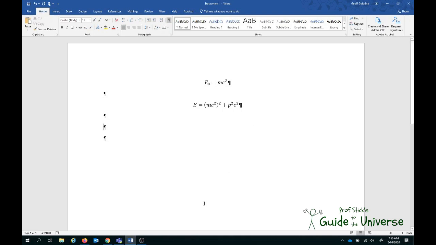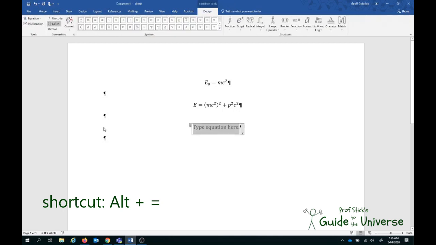Now to enter something a little bit more complex, let's look at the force between two charged particles. Again, we use the shortcut key Alt and equals. So simultaneously press Alt plus equals. And we want the force to be equal to, and we use the frac command to give us a fraction. So 1 over 4 times pi times epsilon naught.